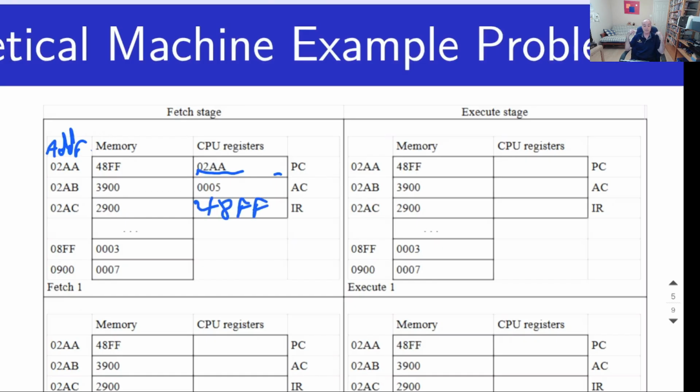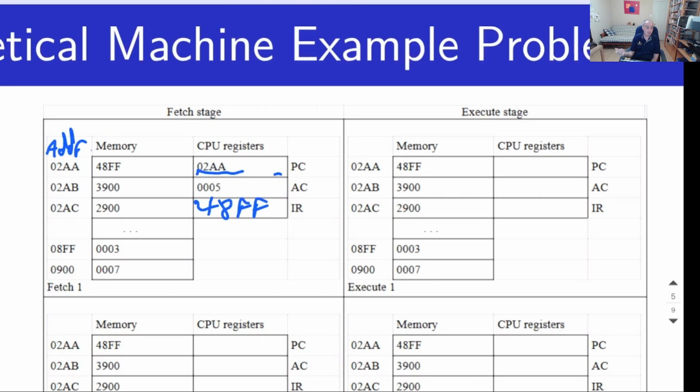So basically 48FF ends up here in our instruction register. That's all that ever happens on the fetch stage. The program counter says 2AA. I just copy the bits from memory address 2AA to the instruction register. All right. So now that I've got this bit pattern 48FF in my instruction register, I need to decode it.